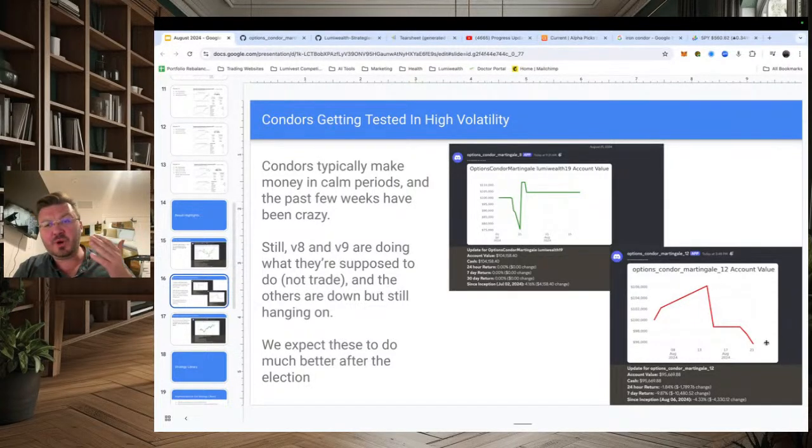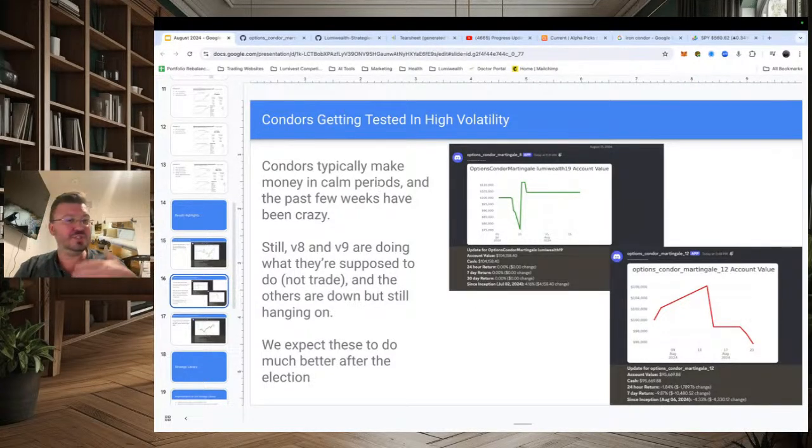Even our Martingale 12, which doesn't have a VIX one, actually isn't down that much. It's down, I think, 2% from its peak. From the beginning, I mean. So it went up and then fell. So it's net down only about 2%. That surprises the hell out of me, given how bad the market has been for condors.